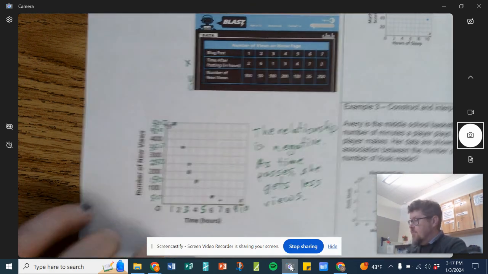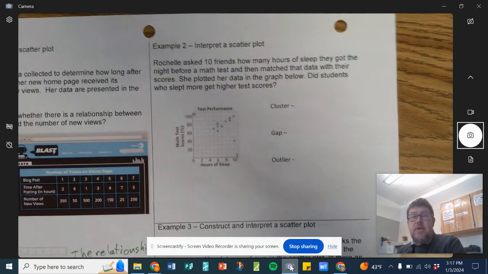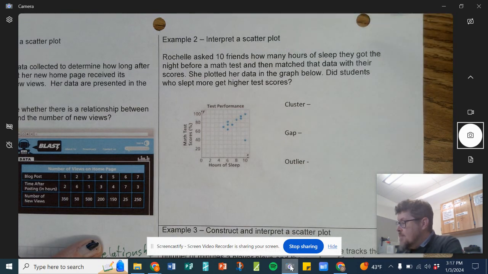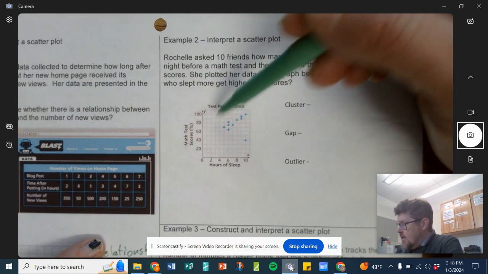Okay, that's the idea. So now we have this scatter plot that's already created, and we're going to interpret it. We've got some vocabulary words we can talk about. So this girl, Rochelle, asked 10 friends how many hours of sleep they got the night before a math test, and then matched that data with their scores. She plotted that on the graph below.